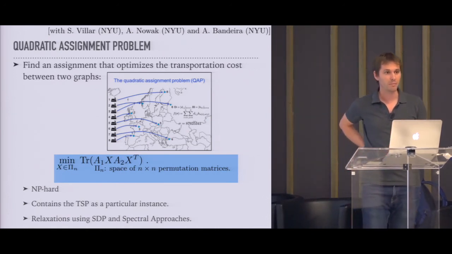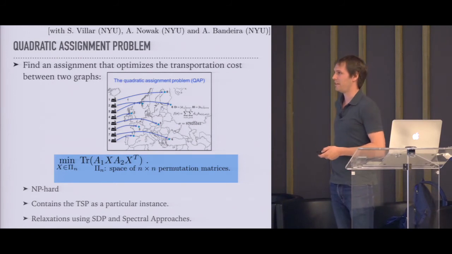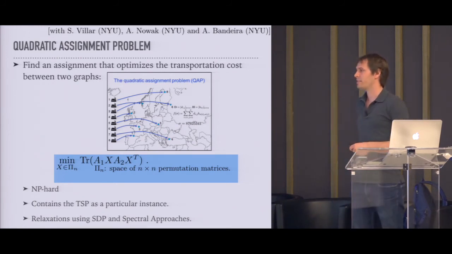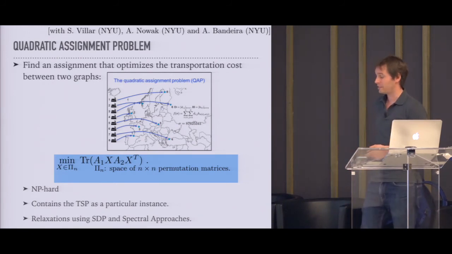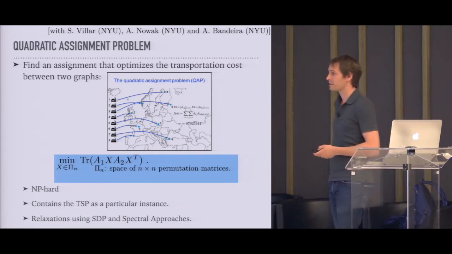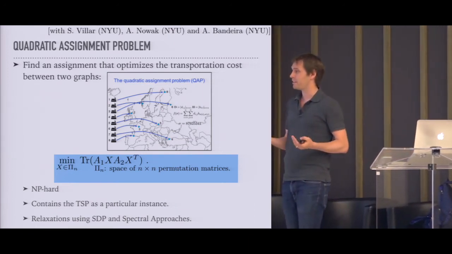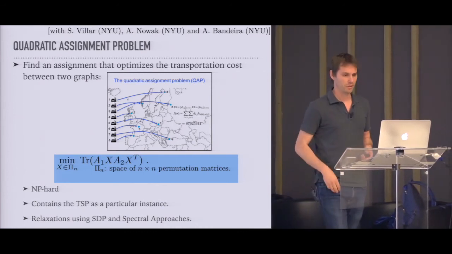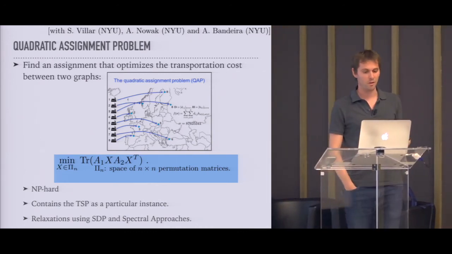This is a very famous problem. It's called the quadratic assignment. It's of course NP-hard. It contains the traveling salesman problem as an instance. And this problem is typically studied using either a relaxation with a spectral approach or semi-definite programs.